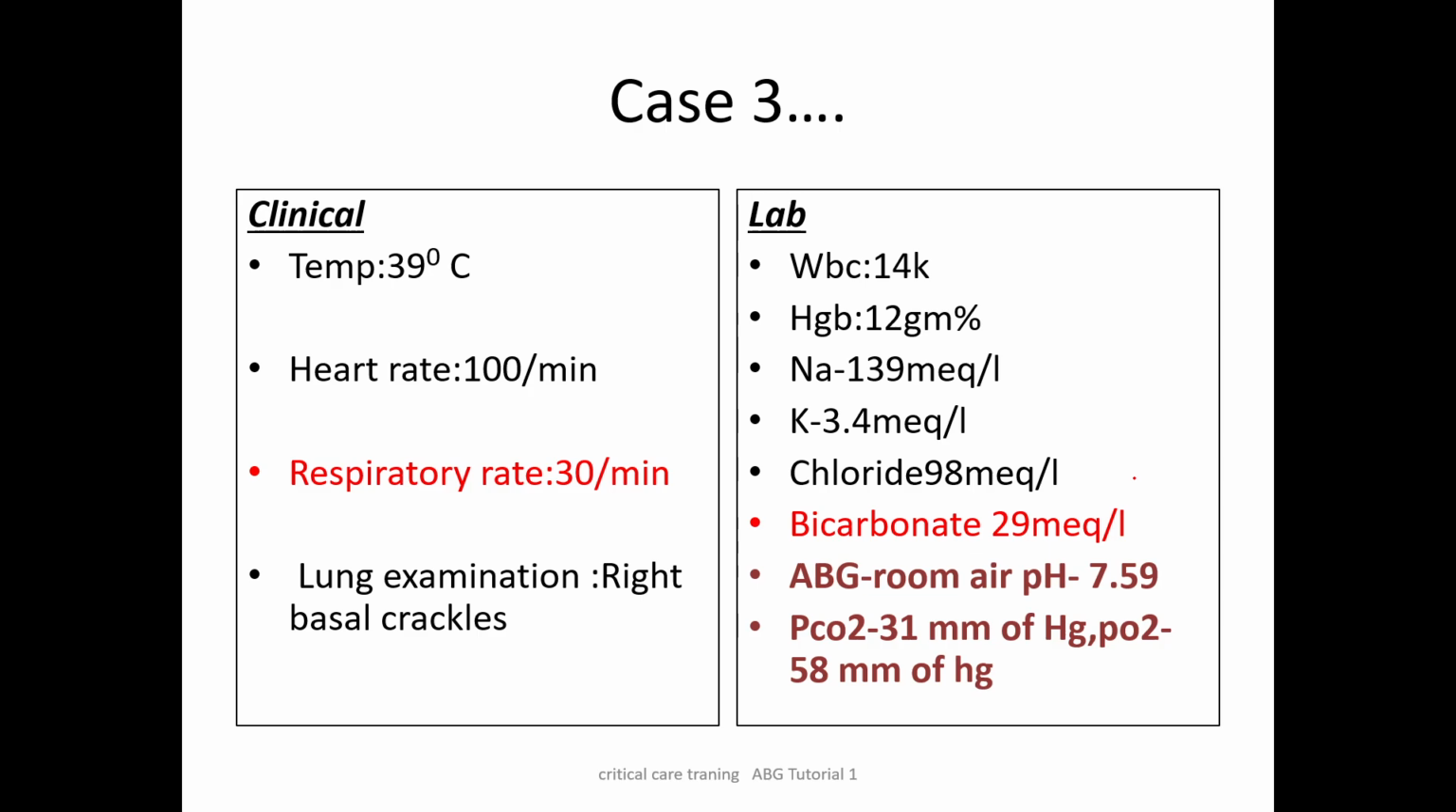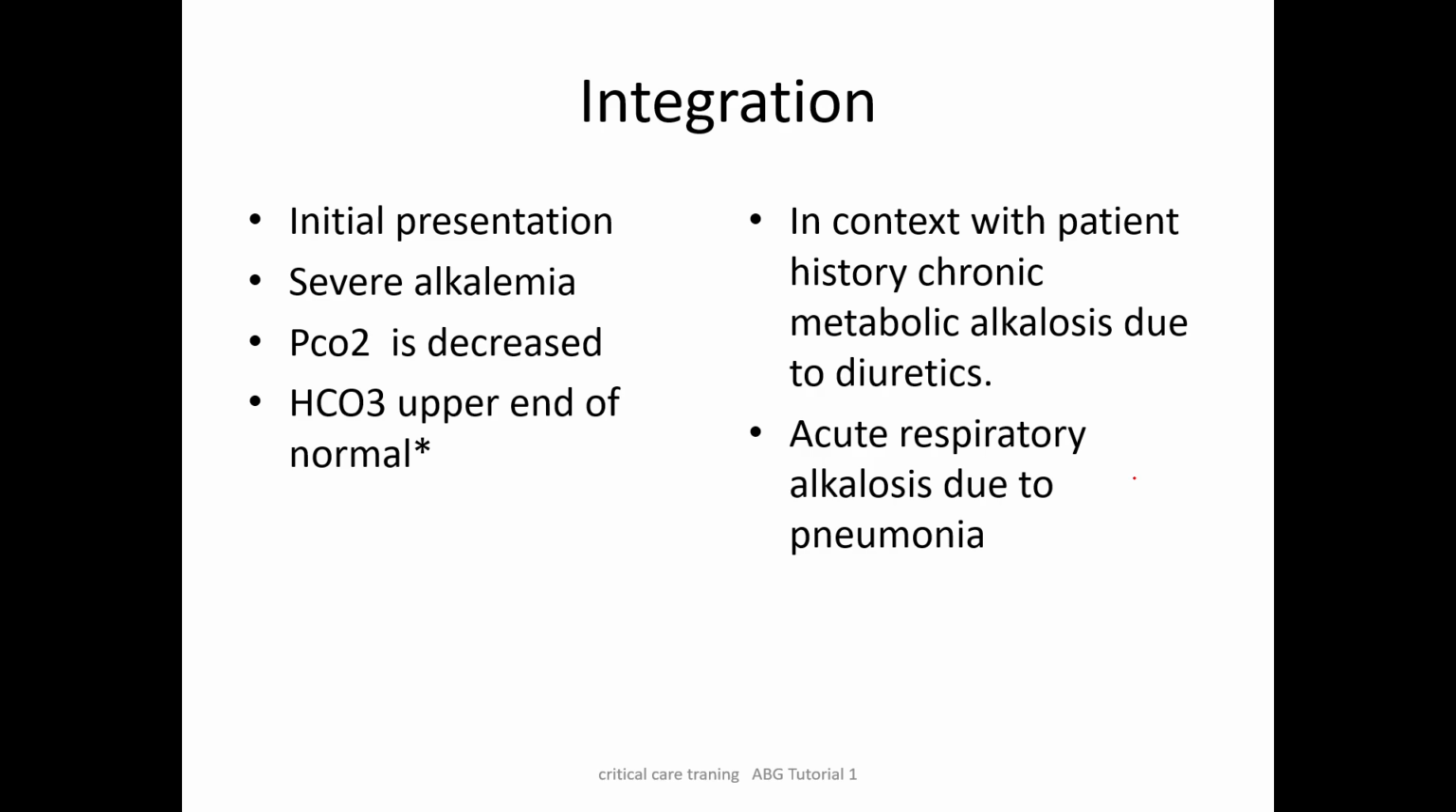Why does the patient have metabolic alkalemia? We saw the history. The patient is on diuretic, so maybe metabolic alkalosis secondary to long-term diuretic or volume contraction, and that might have shifted the pH of the ABG towards the alkalotic side. So in the initial presentation, PCO2 is decreased, bicarbonate is at the upper end of normal, with severe alkalemia. Our interpretation will be acute respiratory alkalosis due to pneumonia, but at the same time the patient has a history of chronic metabolic alkalosis, maybe due to diuretics.